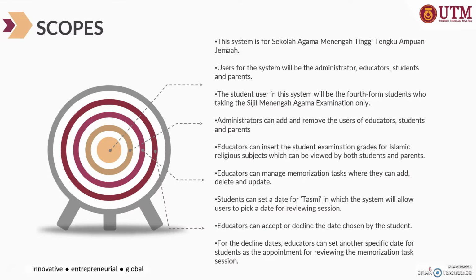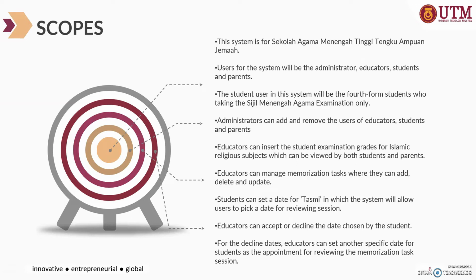The scope for this system is, first, that the system will be for Sekolah Agama Menengah Tinggi Tengah Puan Jemaah only. The users of the system will be the admin, educators, students and also parents. The student users of this system will be the fourth form students who will be taking the Sijil Menengah Agama examination only. The administrator can manage all of the users in the system. And the teachers can manage the examination grades, which can be viewed and monitored by the students and parents.